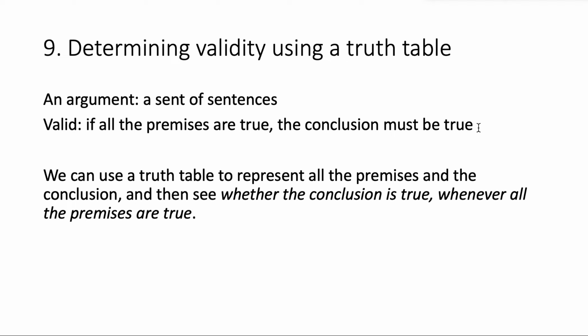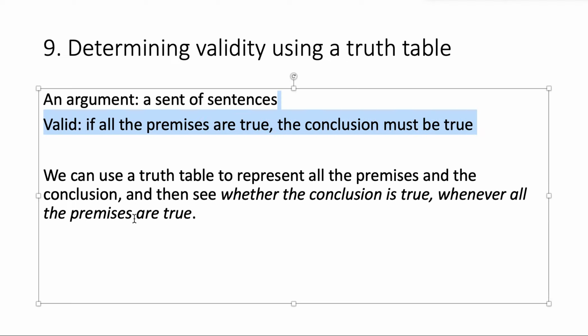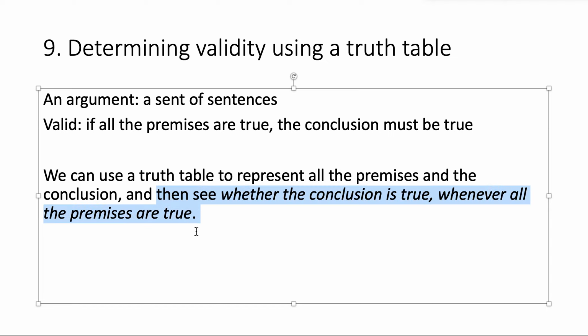So I just said those first 2 sentences. What we're going to do is use a truth table to represent all of the premises and the conclusion. So we're going to have at least 2 different sentences represented in our truth table. And then we're going to see whether the conclusion is true whenever all the premises are true.